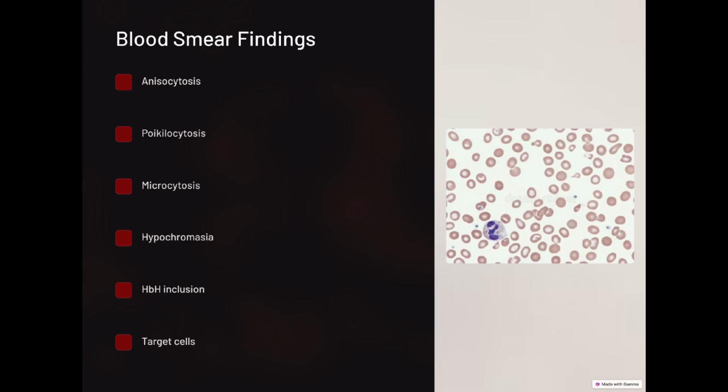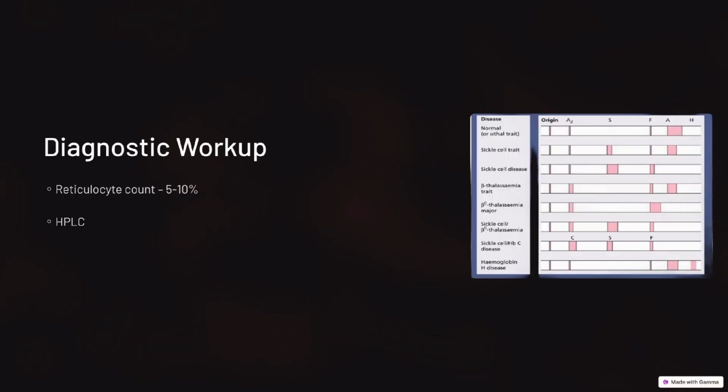The patient's blood smear contained anisocytosis, poikilocytosis, microcytosis, hypochromasia, hemoglobin H inclusions, and target cells. The patient's reticulocyte count was 5 to 10%. The patient's HPLC showed hemoglobin A2, which is normal, hemoglobin F, which is normal, hemoglobin A, which had a decreased concentration, and hemoglobin H was present.